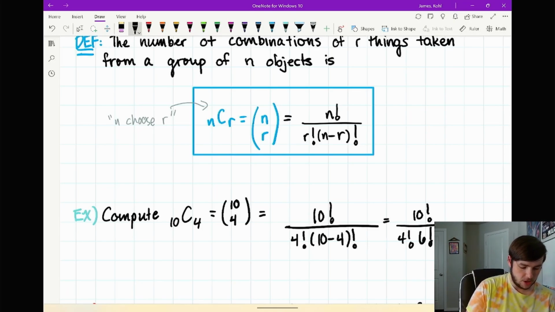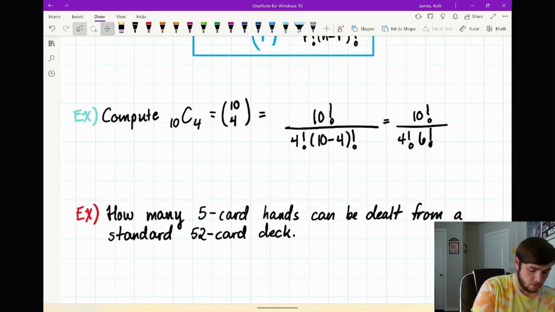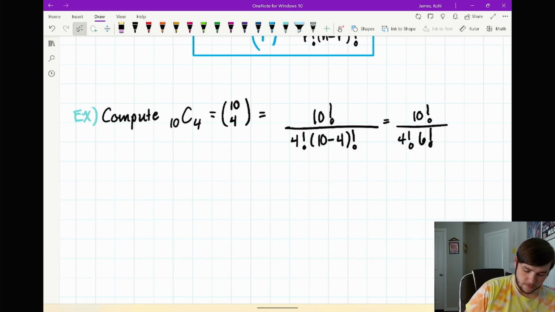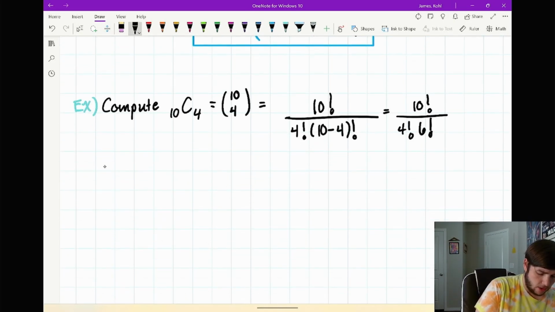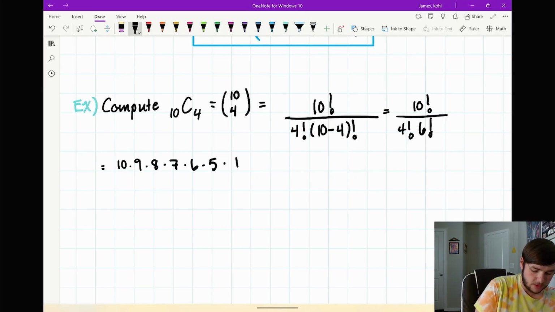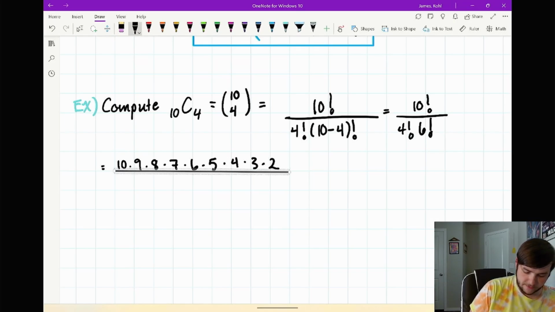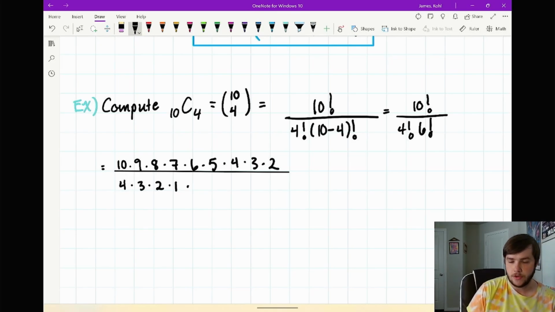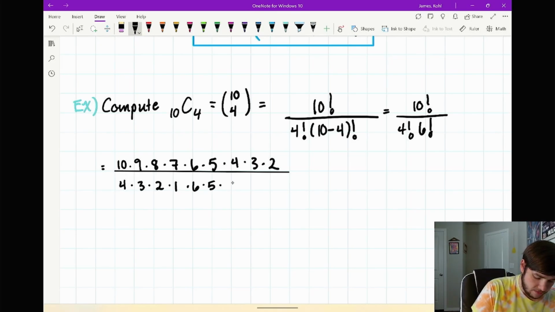Let's expand this out just a little bit. I need to make myself some more room. So on the top, we'll get 10 times 9 times 8 times 7 times 6 times 5 times 4 times 3 times 2 times 1. Not that the 1 super matters. On the bottom, we've got, from the 4 factorial, 4 times 3 times 2 times 1. And then from the 6 factorial, we've got 6 times 5 times 4 times 3 times 2 times 1.